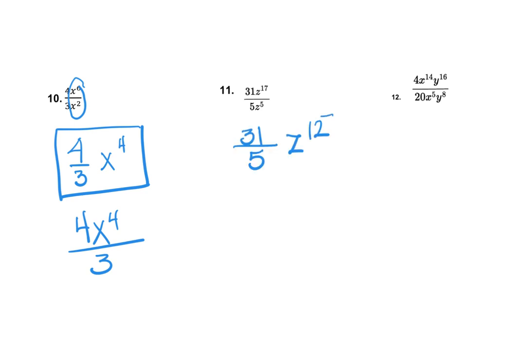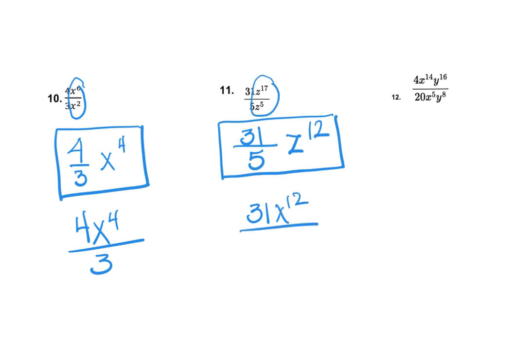All right, so many of you hopefully have 31 all over 5 times z to the 12th power. And again, you might leave the 31 on the top, and you're going to divide these, getting the z to the 12th, and you could leave that 5 on the bottom. And either answer is just fine.